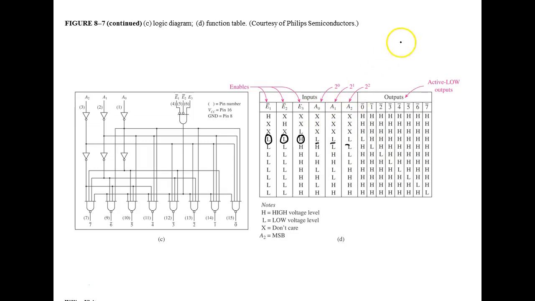unfortunately, normally on these things, they do it backwards. But A0, A1, A2, this is the least significant bit. This is the most significant bit. And I put in this right over here. If I converted that binary number to decimal, what would I get? 0. Well, look, which output went low? 0.